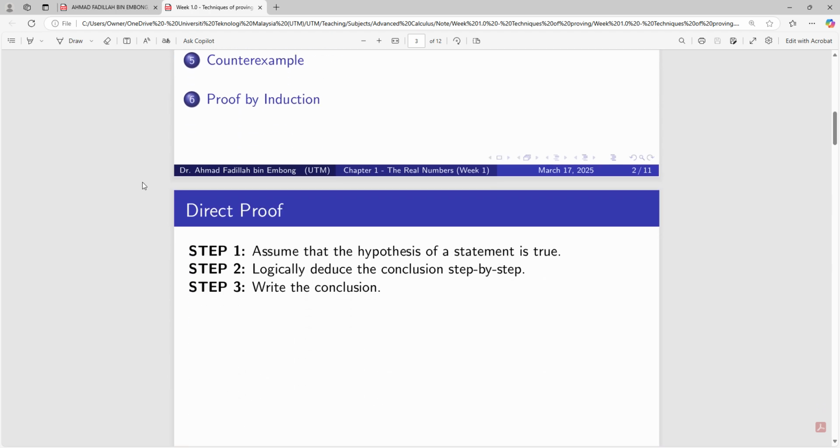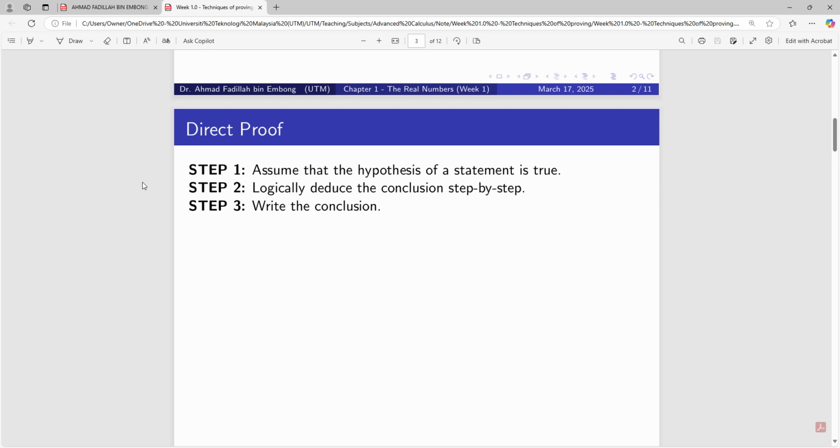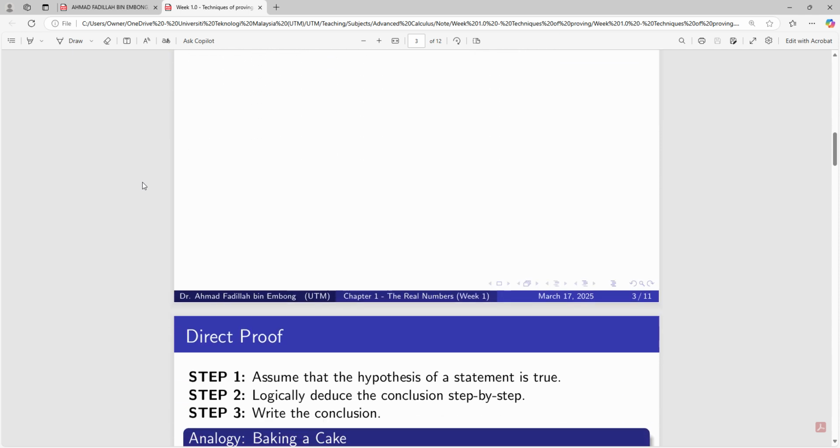Okay, so first one is proof by a direct method. In a proof by direct method, we have three steps. The first one, we are going to assume the statement is true, and we are going to derive logically from the assumption to get the final conclusion. And the last step, we are going to write the conclusion.